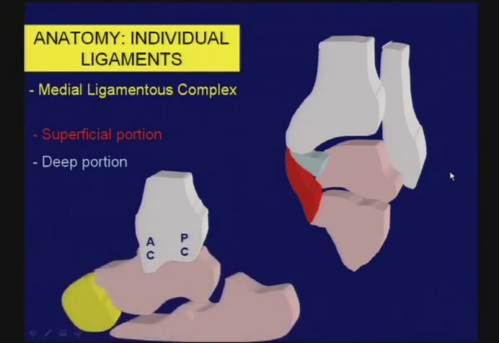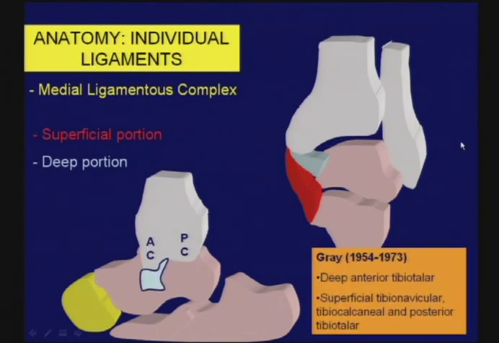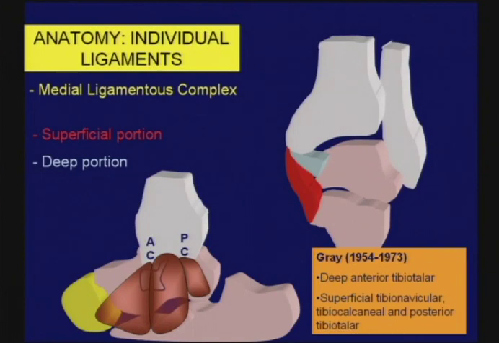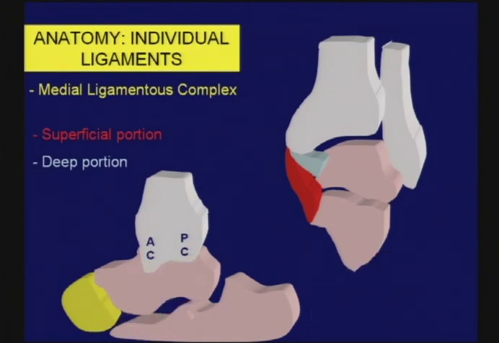We go back to our colliculi, and you remember I mentioned an anterior colliculus, an intercollicular groove, a posterior colliculus, all right, which we described earlier today. Gray, when he evaluated the deltoid ligamentous complex, said that there was only one deep part, a deep anterior tibio-talar ligament, and then there were several superficial parts superimposed on it. That was Gray's concept of the deltoid ligamentous complex.